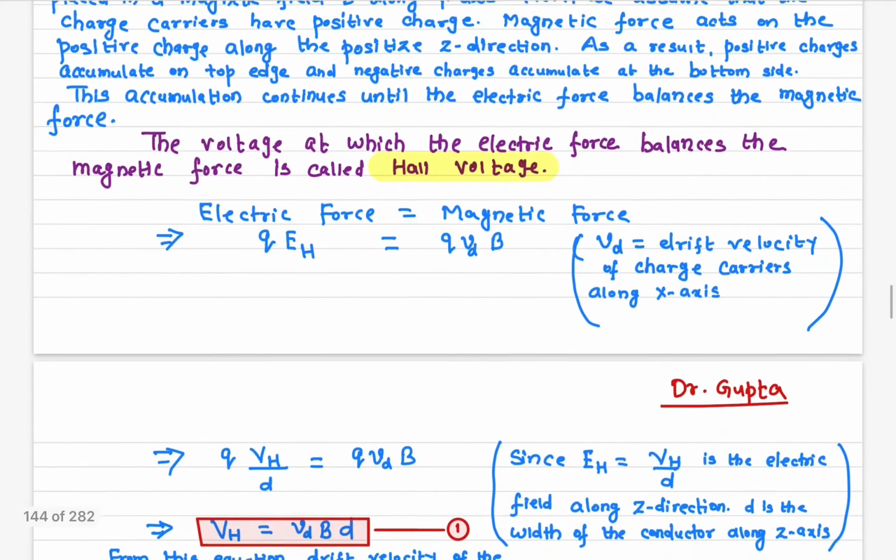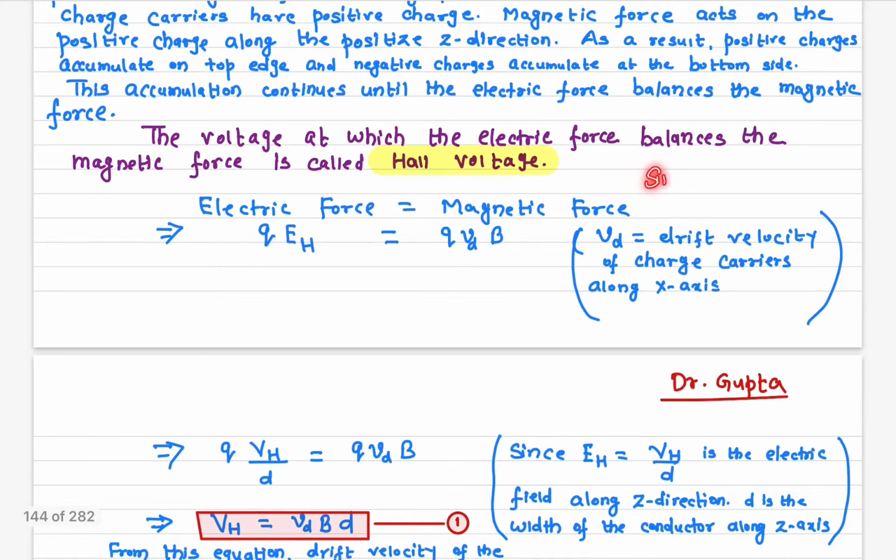So in that case, sine theta is sine 90 degrees, which is equal to 1. The general formula for the Lorentz force, or the magnetic force, is Q V cross B, or in magnitude, Q V B sine theta. In this case, theta is 90 degrees, so sine theta is exactly equal to 1. So this is simply Q V_d B.